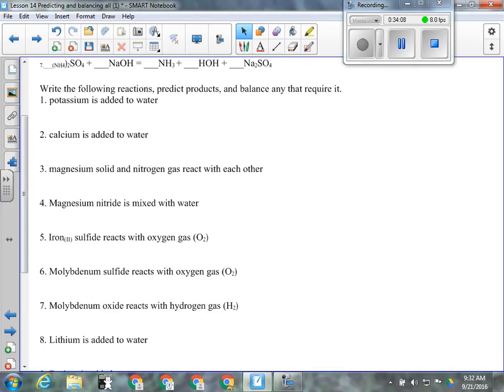What I'd like you guys to do here is these first 8. So just write them down in your notes there and do them. Make sure you write down the actual question. Don't just write down your answers. Write down the questions, and then predict the products. And I'll go through those right before we start our stuff on the pre-lab here.